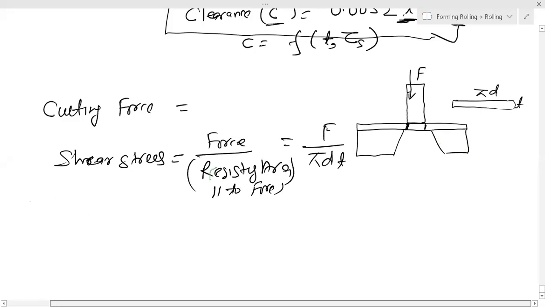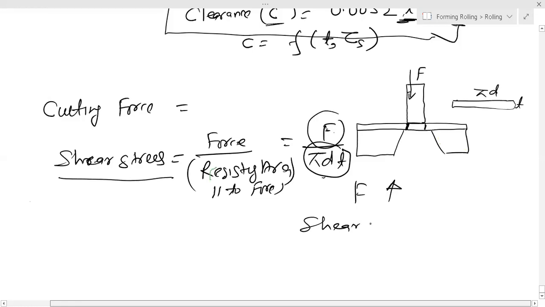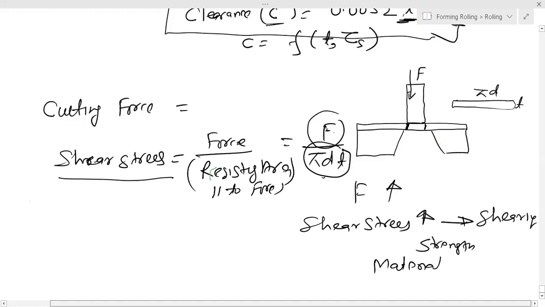So if you apply this much force, this much force is resisted by this much area, and because force and area are parallel, shear stress develops. If you go on increasing the force value, the shear stress will increase, and finally it will reach the shearing strength. And the material will break. The material will be cut.